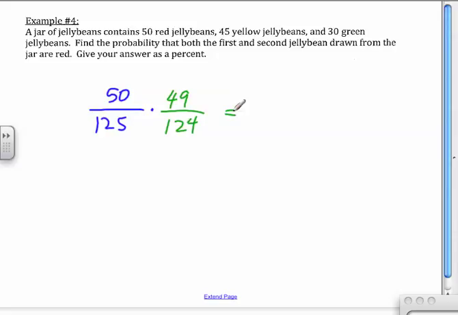Okay? 2,450 for the numerator. And what did you get in the denominator? 15,500. So that's what it is as a fraction. Will you please change that to a decimal for me, with that trusty calculator. Remember, it's always the top divided by the bottom. And what do I get?